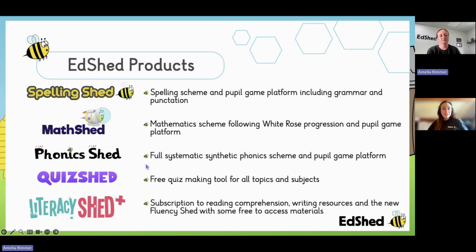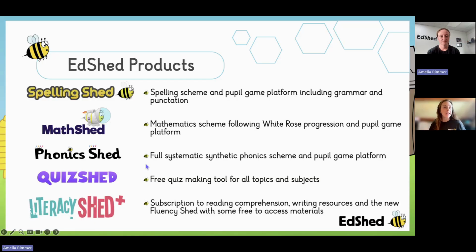So if we first start off by looking at what we have, EdShed is our overall umbrella company. And within EdShed, we have these different products. So we have Spelling Shed, which is one of our most popular. This is a full spelling scheme, as well as a pupil game platform. And it includes all the grammar, punctuation and spelling objectives from UK Year 1 to Year 6. Lots of schools use this all around the world.